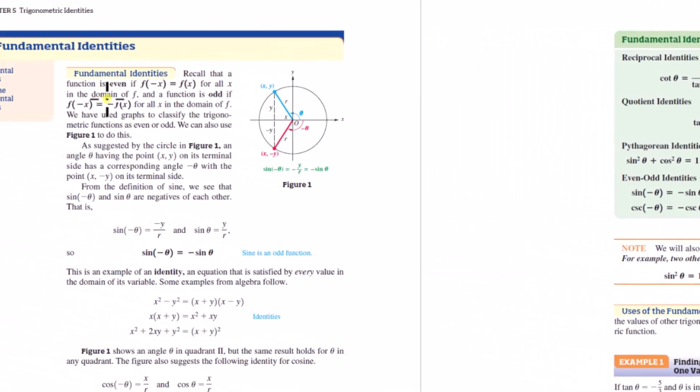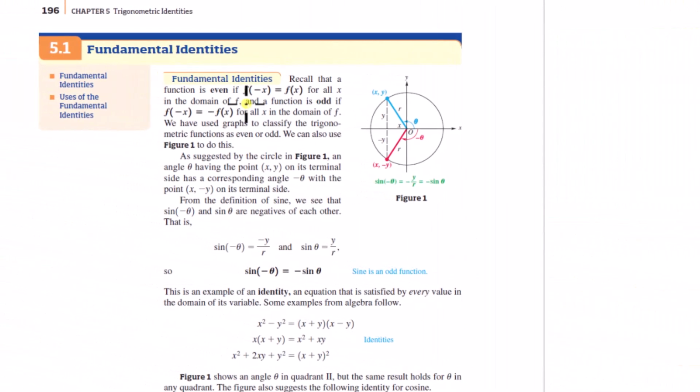All right. Recall that a function is even if f of minus x is equal to f of x for all x in the domain of f, and a function is odd if f of minus x is equal to minus f of x for all x in the domain of f, right? That's what an even and odd function means. And we saw in the previous section that tangent and cotangent are odd, secant was even, and cosecant was odd. And then what was it? Cosine was even and sine was odd. Yeah, sine would be odd, I want to say.